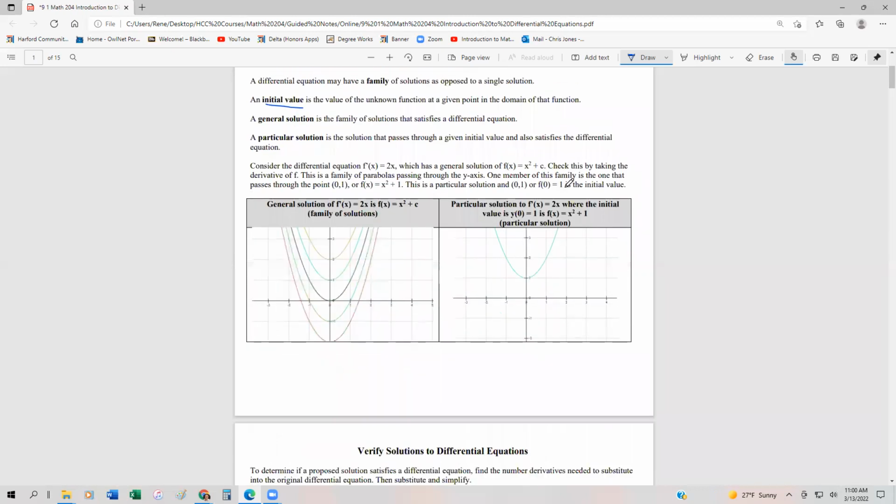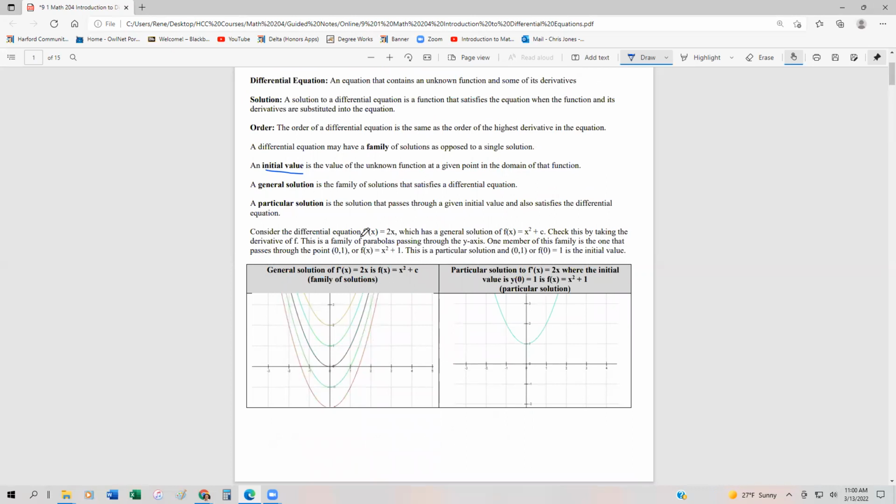So a really easy way to explain this: consider this basic differential equation, f prime is equal to 2x. We know the antiderivative of that is x squared plus a constant c, because the derivative of a constant is 0, so that just gets us back to f prime. These are all parabolas, so when we graph those, we get this family of functions. This is just some of the members of the family, all of these parabolas.